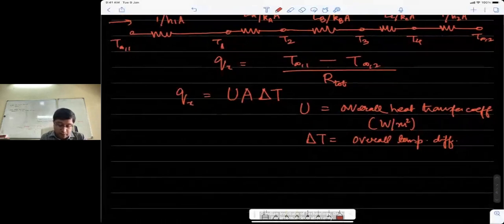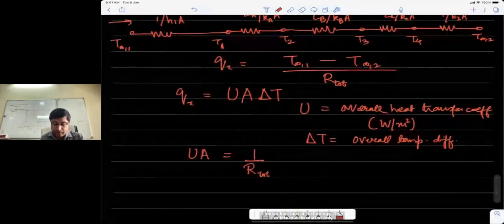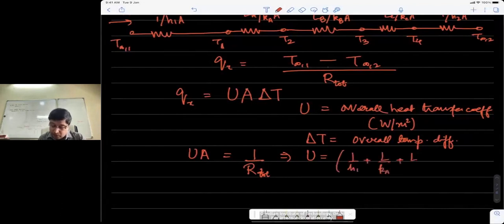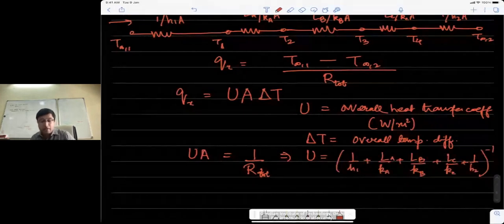By doing this, if you compare, I can easily see that UA would be the inverse of the total resistance. And if you simplify, you can prove that U will be the inverse of 1 by h1 plus La by Ka plus Lb by Kb plus Lc by Kc plus 1 by h2. So the overall heat transfer coefficient can be easily defined for heat flow in a plane wall.